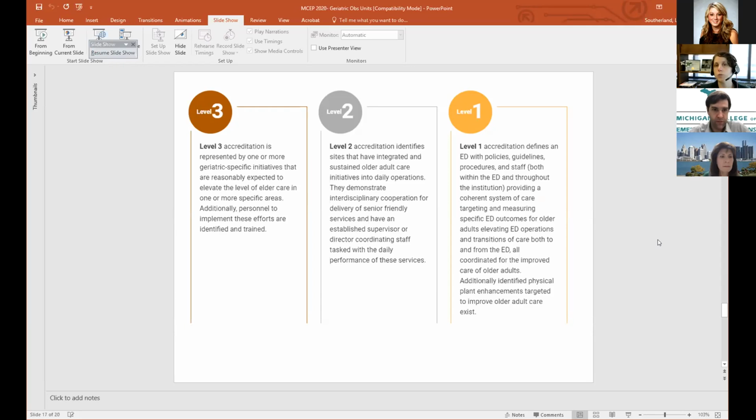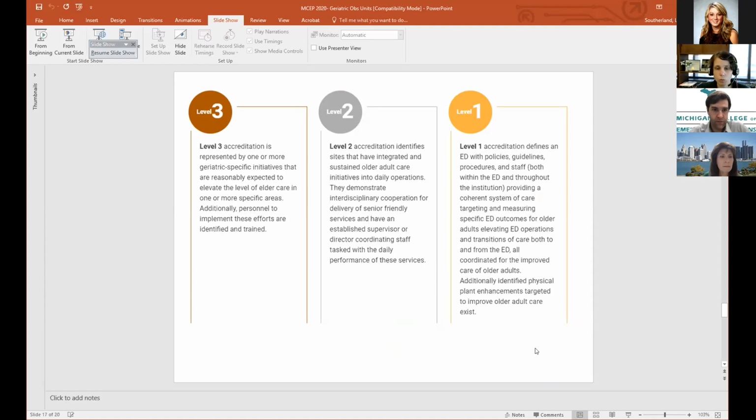getting physical therapy to your OBS unit, okay? As you move up, level 2 is you're doing 10 different things. So that might be doing some fall risk screening, some cognitive screening, having a case manager there to assess people. And then level 1 is 20 different things. And level 1 is having that capacity for the multidisciplinary geriatric assessment.